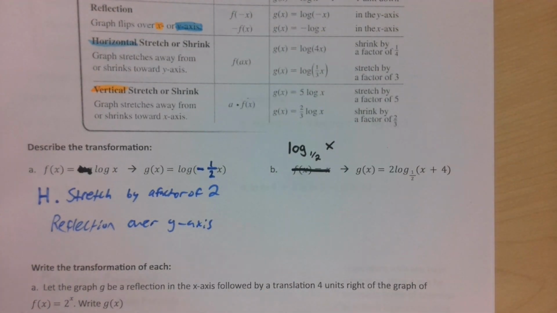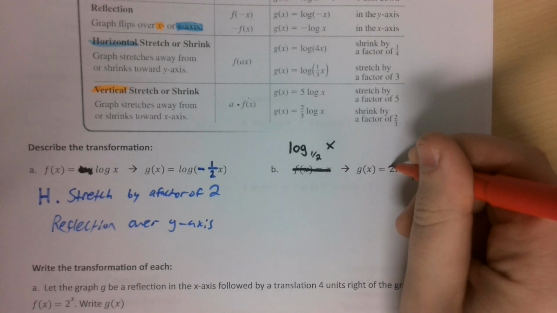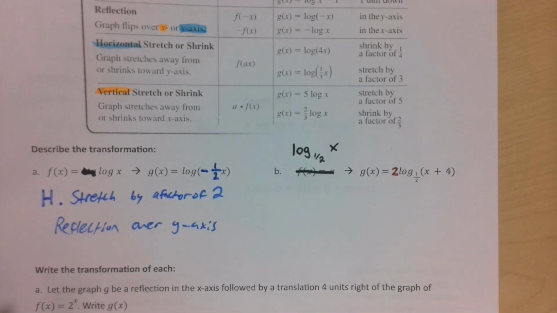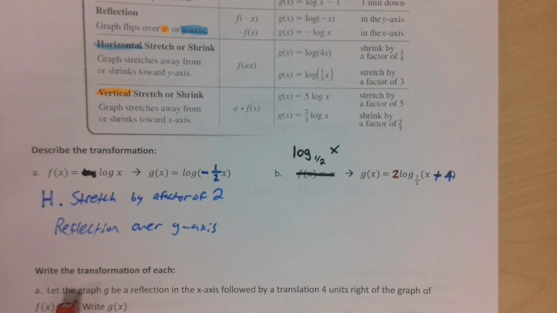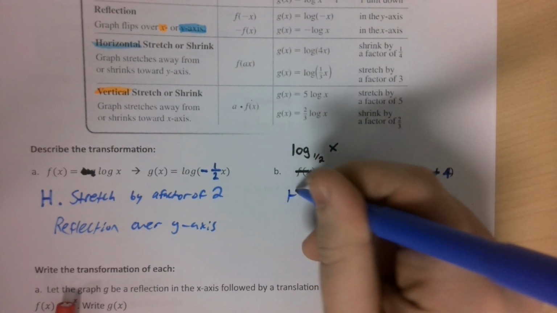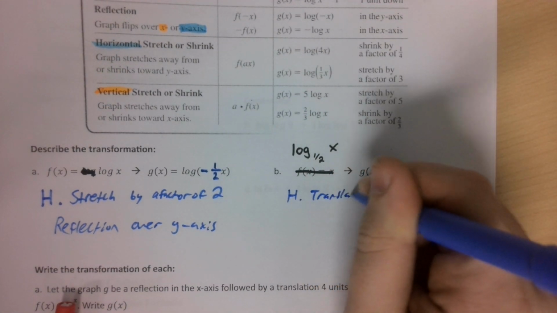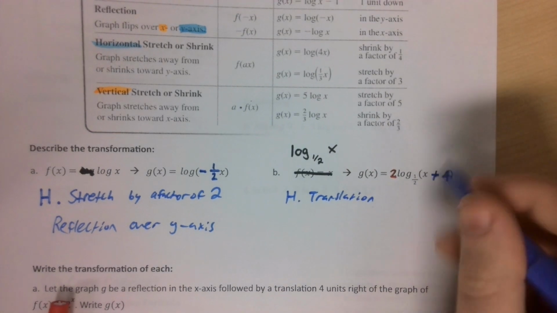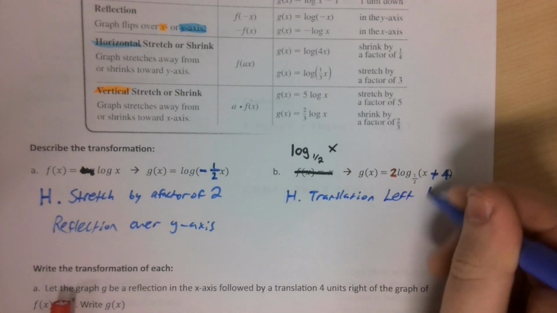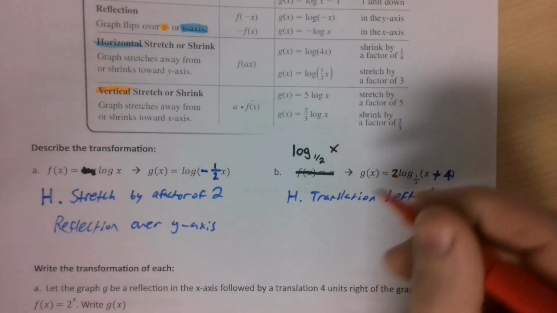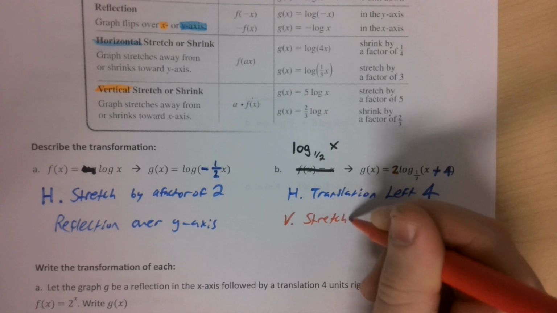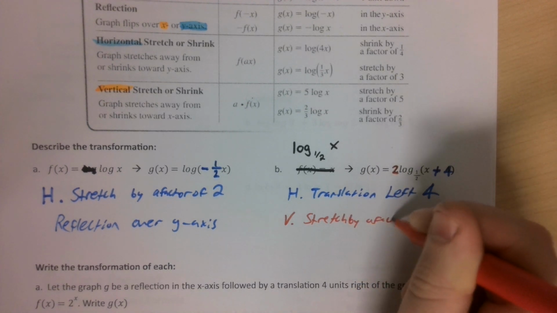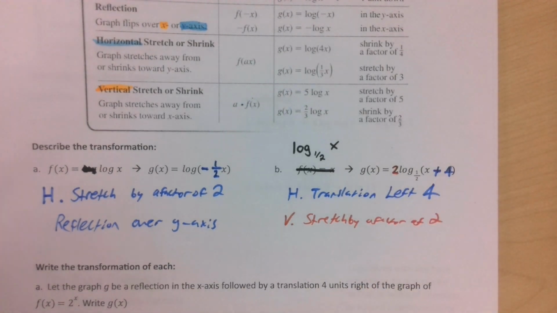Over on this one, we've got quite a few transformations. Well, specifically, there's 2 of them. This 2 is multiplying the entire thing, so that's definitely going to be vertical. But notice that the plus 4 is in parentheses with the x, so it's horizontal. We've got a horizontal translation here, and since it's plus 4, that's the same as moving it left 4. And since we're multiplying the entire thing by 2, that's a vertical stretch by a factor of 2.